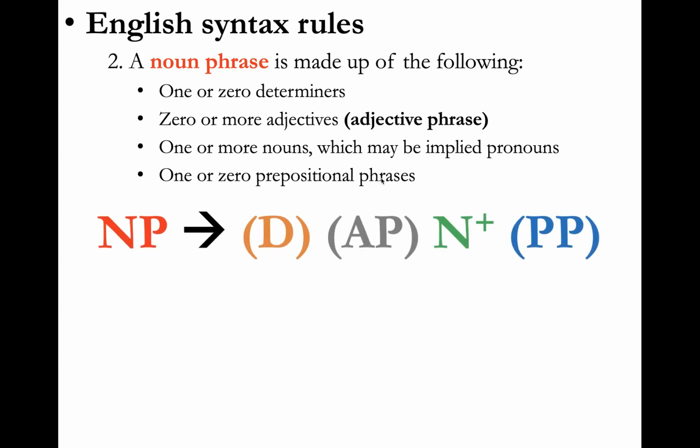So you can actually have even more than that, and even more than one or zero prepositional phrases. You could have multiple prepositional phrases, and it would still work. So a noun phrase is made up of determiner, optional, an adjective or adjective phrase, optional, at least one noun, but there could be more. That's what the plus means. One or more, and then prepositional phrase at the end, optional, or multiple prepositional phrases.